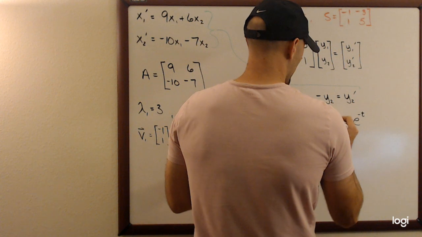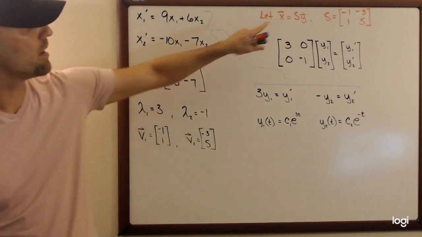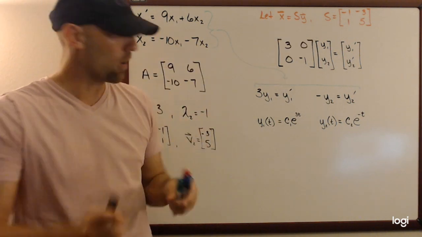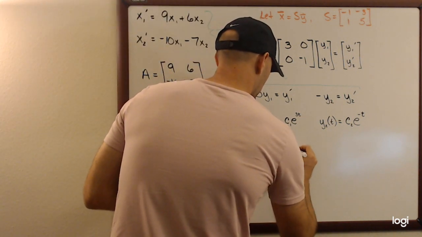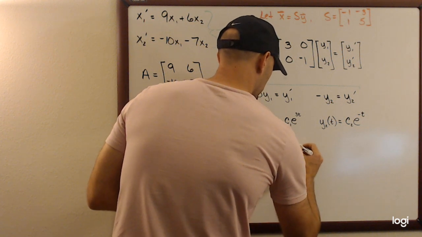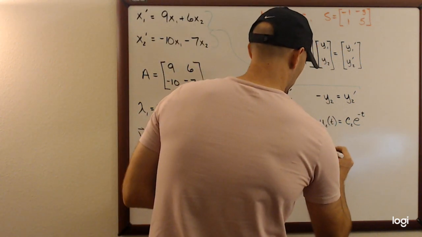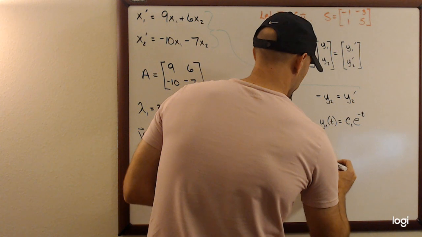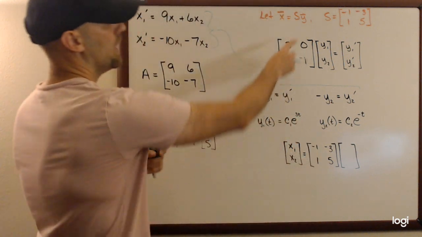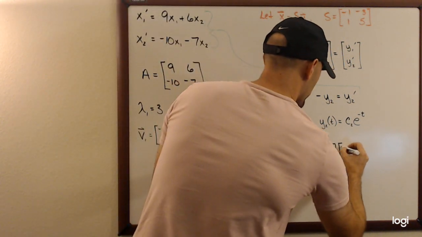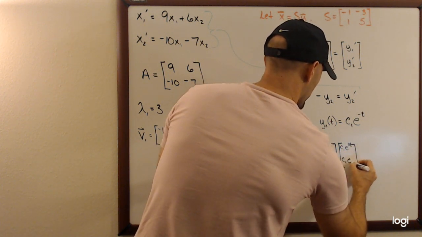Okay? All right, fantastic. Now this, of course, is not my solution. Because nobody asked me to solve for y, they asked me to solve for x. Well, yeah, but x is just s times y. Or, more appropriately, x1, x2 is equal to s, which is negative 1, negative 3, 1, 5, times y. Well, the vector y is just y1, y2. So this is c1 e to the 3t, c2 e to the negative t.